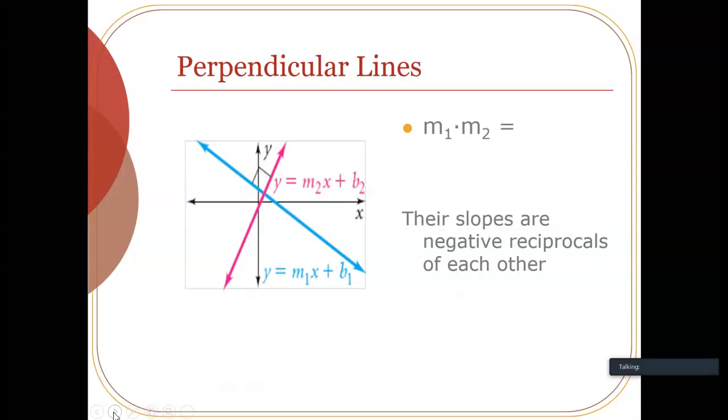Perpendicular lines. These are lines whose slopes are negative reciprocals. So they're negative reciprocals. When you multiply them together, you get -1. So negative reciprocals is a fancier way of saying opposite reciprocal.